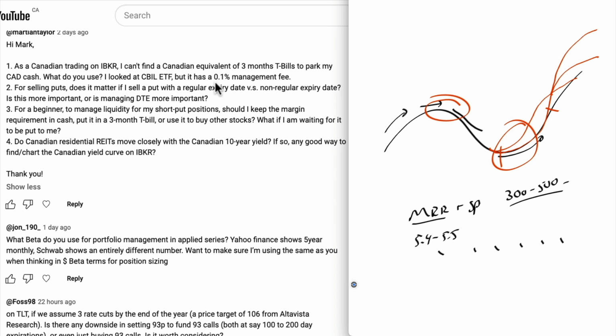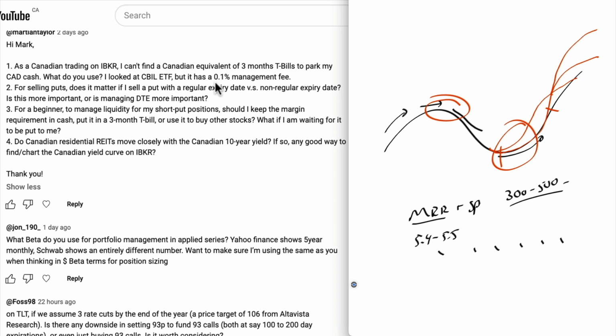For a beginner to manage liquidity for my short put position, should I keep the margin requirement in cash? Put it in a 3-month T-bill. Well, the nice thing with IBKR is it pays you interest on cash, about 125 basis points below what you'd get in a T-bill. But if we're talking a couple $1,000 or $5,000 or $6,000, it may not be worth putting it in T-bills only to liquidate the T-bill later on. It may be worth it just to keep it as a cash balance in IBKR, and you do get interest on it.